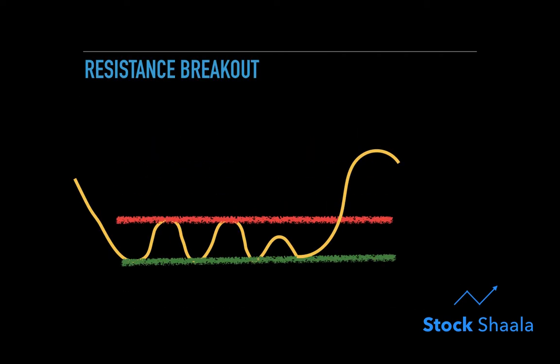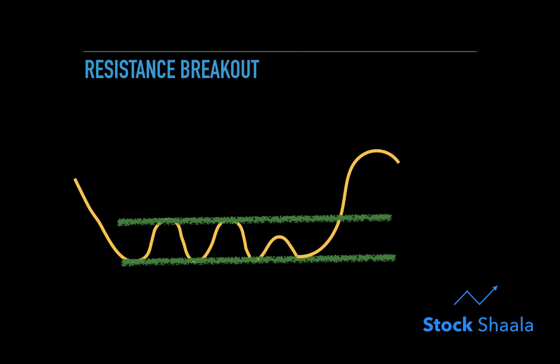What happens when a resistance zone is broken? It's just the other way around. So if a resistance zone is broken, that means buyers are able to defeat the resisting power of sellers. Let's say there's a good news associated with the company. Buyers get super enthusiastic and they buy heavily, even at higher prices, causing zone breakout. So when price breaks a resistance zone, the resistance zone now acts as the new support zone.